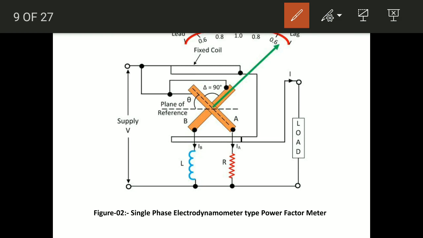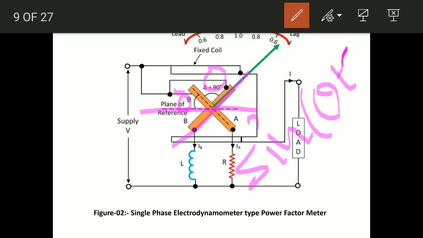now in that case what will happen? Theta is the angle between the plane of reference and coil B. So here this is theta, and here we have an additional shift of 90 degrees. So in this case what do we need to do? We need to write sine of the angle, which is theta plus 90 degrees.